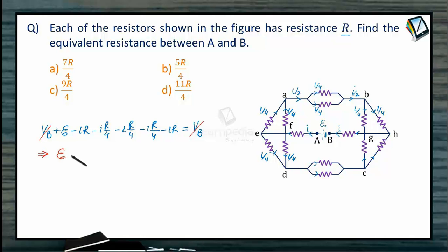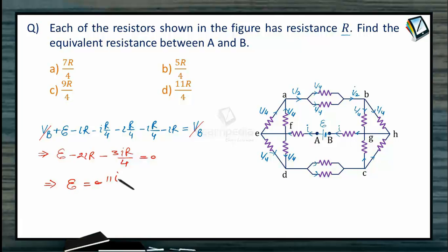What we get is E minus IR, minus IR, meaning 2IR, and minus 3 times IR by 4, and it is equal to 0. So this way we get E equal to, if we take it to that side, 11 IR divided by 4.